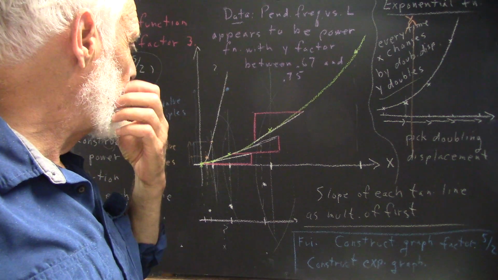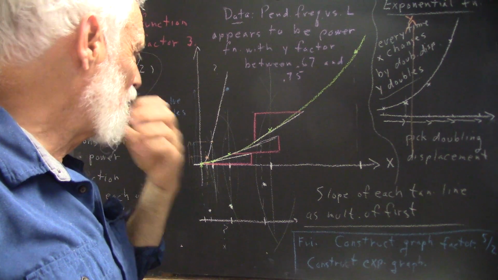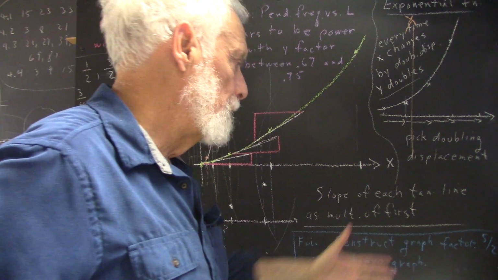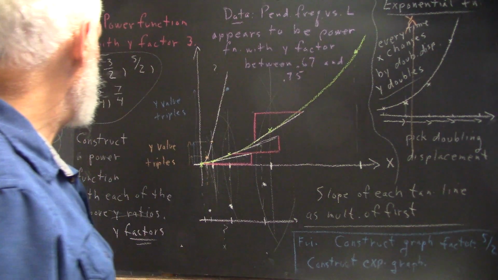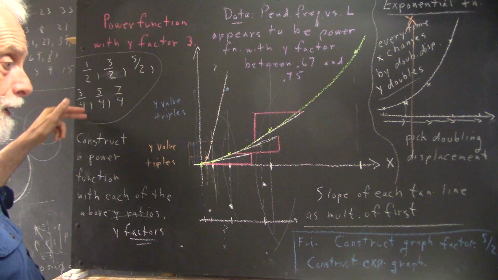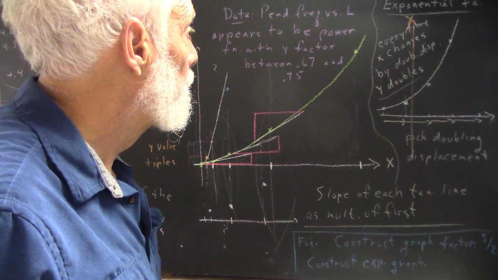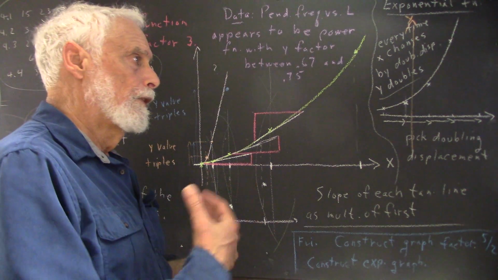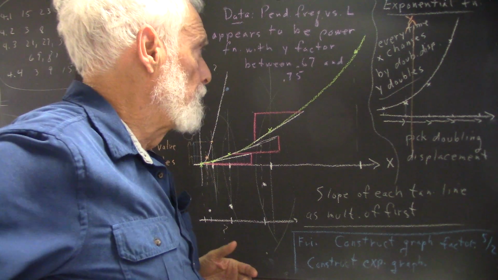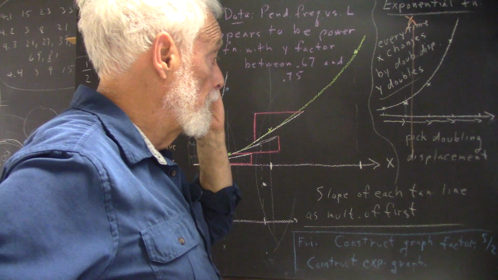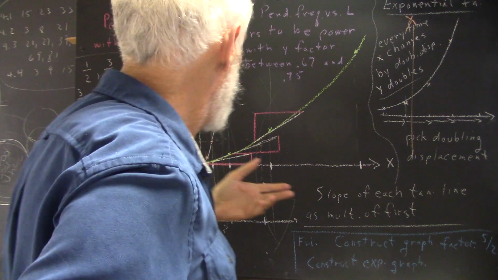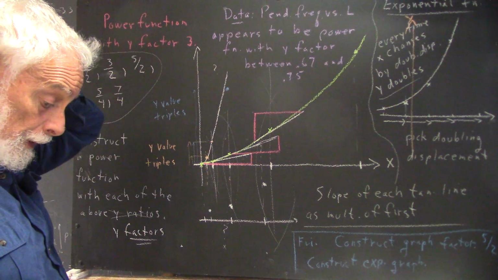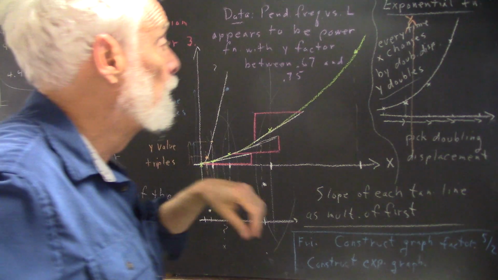Okay, now we move on. Down at the bottom here, there's something about constructing a graph with factor 5/2. That means a y factor of 5/2. But that was already specified up here, so we can kind of ignore that. Okay, how do we construct an exponential function? Now, this is my introduction to the construction of an exponential function, and it's very simple, actually, and similar in some ways to the construction of a power function, but different in some important ways.